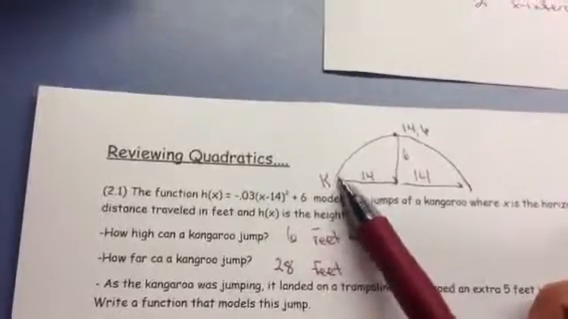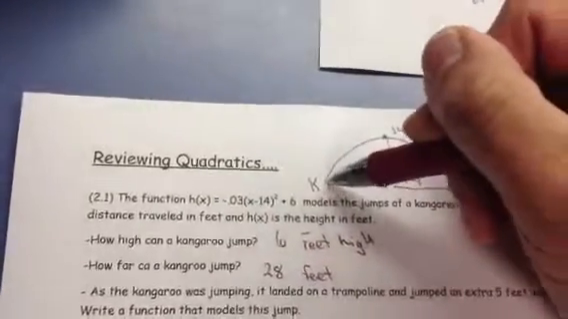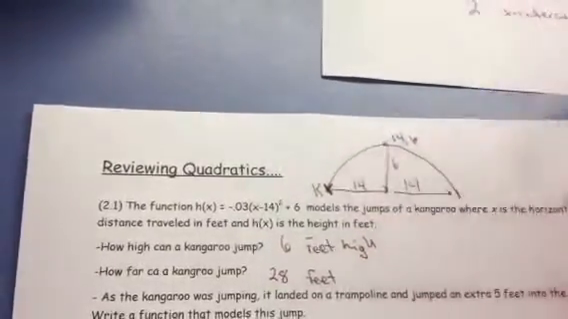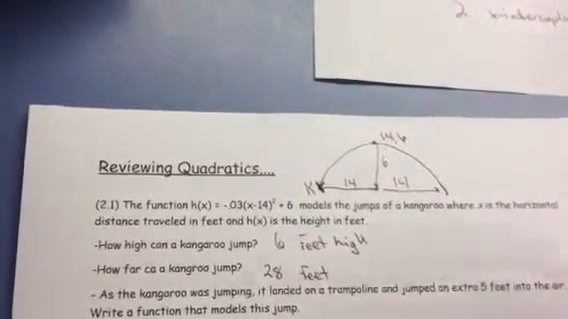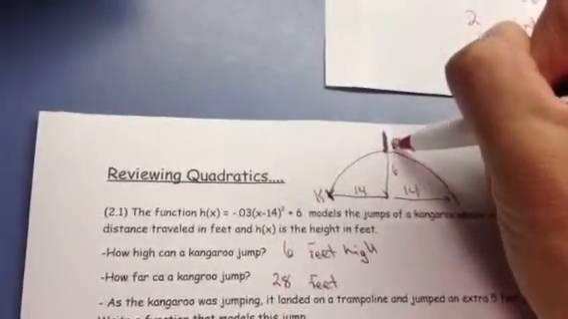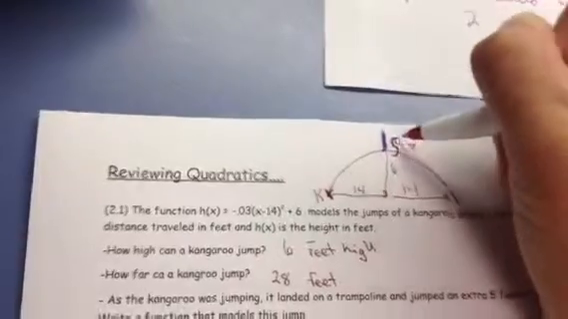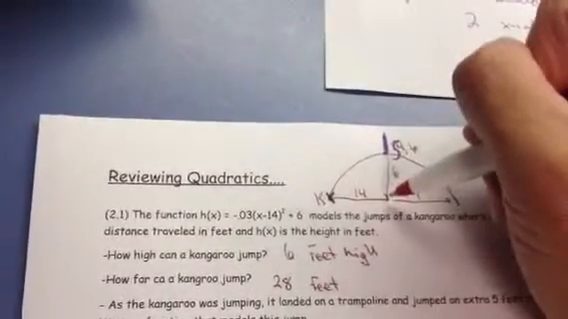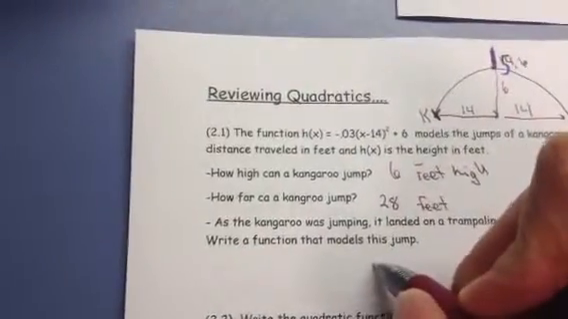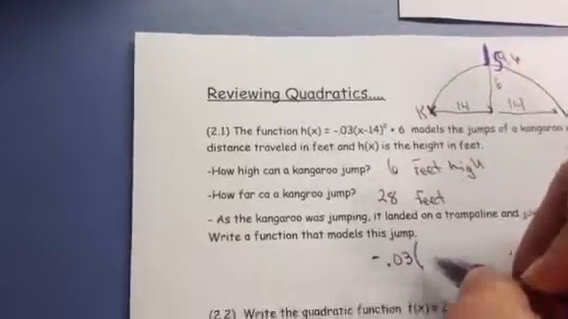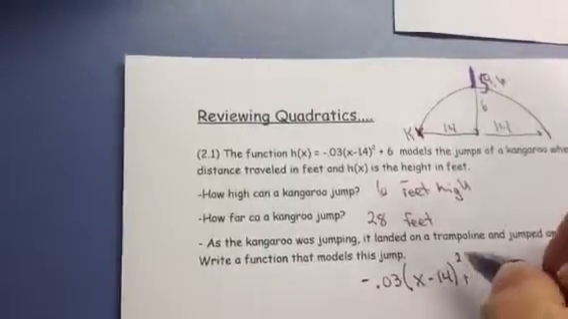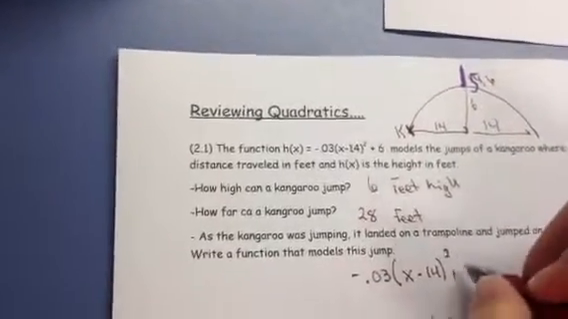Now, the idea is as the kangaroo is jumping, at one point he lands on a trampoline. So let's say this is where the trampoline is now. And he jumps an extra 5 feet up into the air. So when he jumps an extra 5 feet into the air, that's going to make the height of my vertex go up another 5 feet. So that means my vertex is still over 14, but now it's up 11. So the way I would write that is I would still keep the same a. And now I'm going to still have the x minus 14. But instead of going up 6 feet tall, now it's going to go up 11.